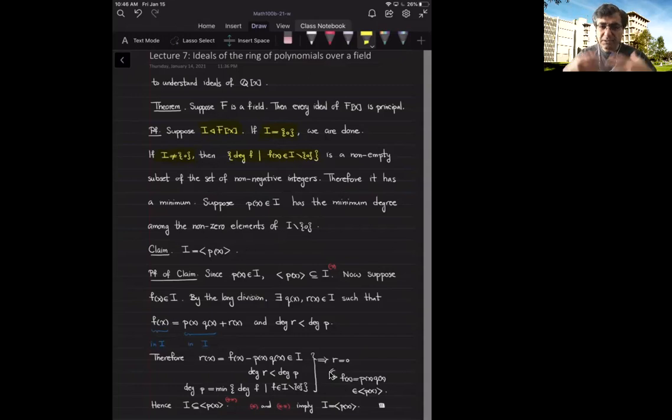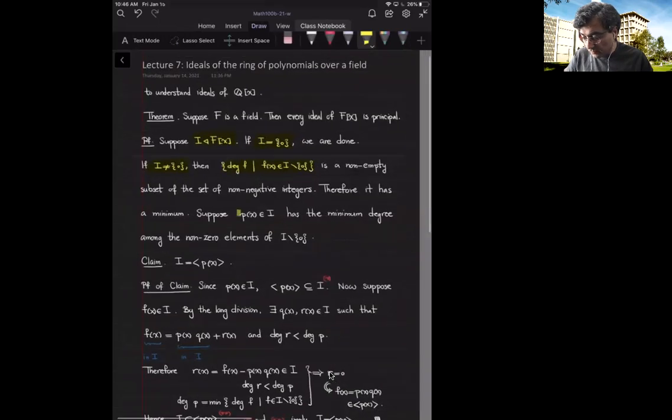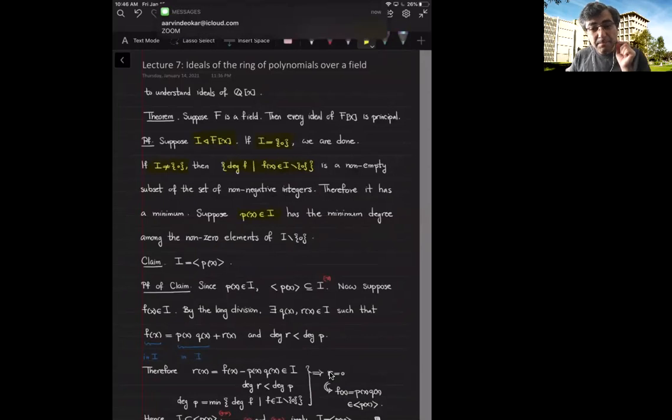We do have such a thing by the well-ordering principle. Because it's a non-empty subset, I can talk about the minimum of such thing. So we get that there is a polynomial, let's call it P. We take a polynomial P inside this ideal that has the minimum degree among all non-zero elements of this ideal. So among all the non-zero elements of this ideal, we take the one that has the minimum degree.